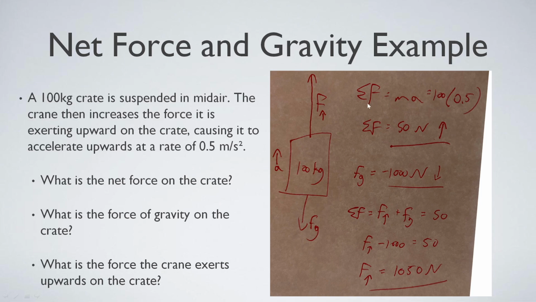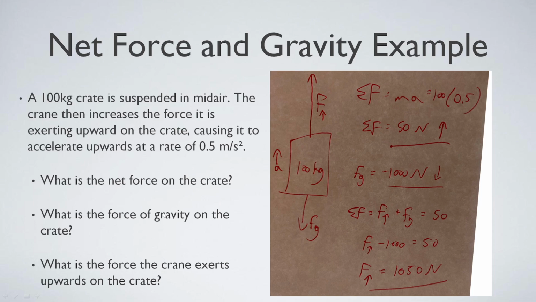So, first up, let's calculate the net force on the crate. Newton's second law says net force equals mass times acceleration. We know the mass of the 100 kilogram box, and we know its acceleration of 0.5. So 100 times 0.5 gives us a net force of 50 newtons upward. So that is the net force. That is the overall total force that is causing this new acceleration. Note, the net force changed. It was previously 0, now it is 50 newtons upwards. So, if it's a non-zero net force, the box now has begun accelerating.